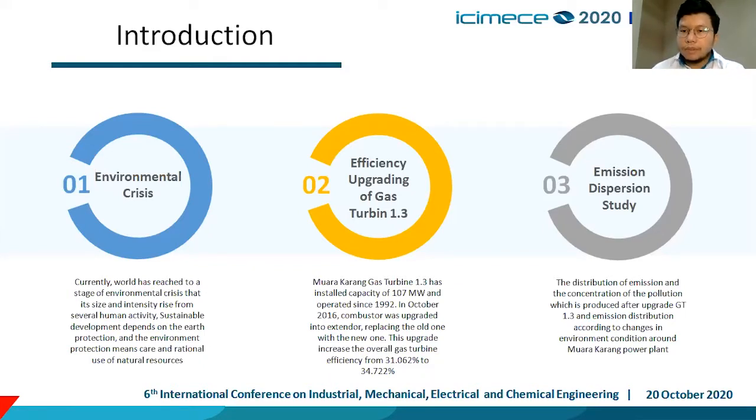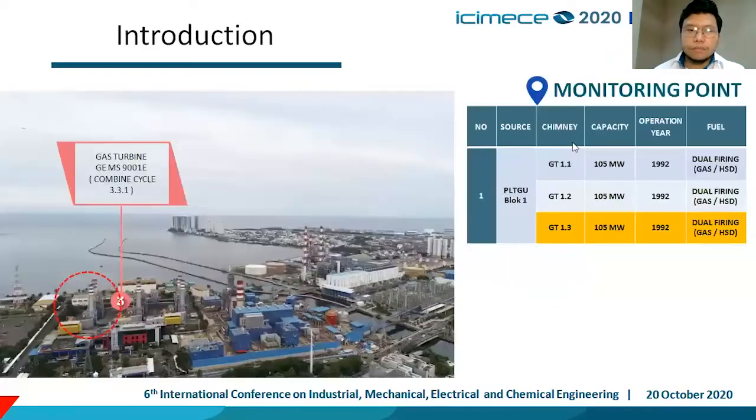And the third is emission dispersion study. Here, we want to know the dispersion effect after the machine has been upgraded, also the emission concentrations from the generation activity. Here we can see the location where the study was conducted, especially gas turbine 1.3 in the red circle. This gas turbine has a capacity of 105 megawatts.